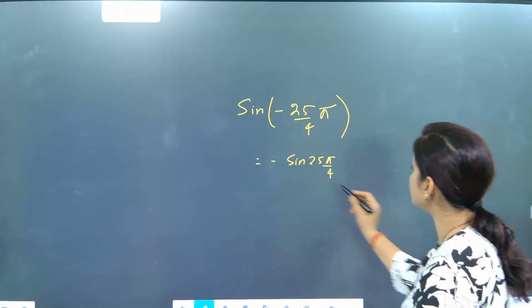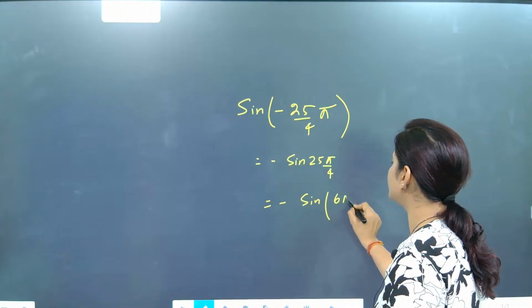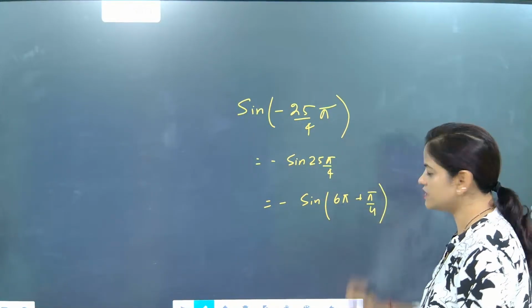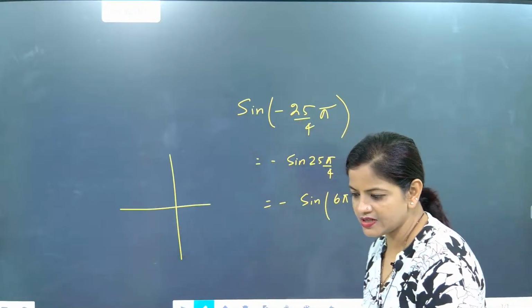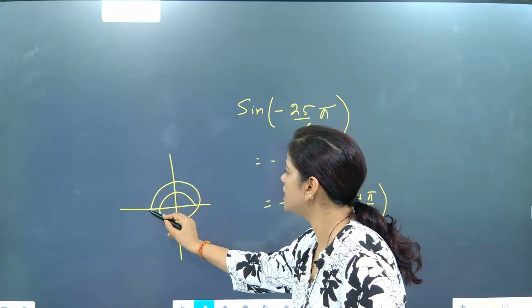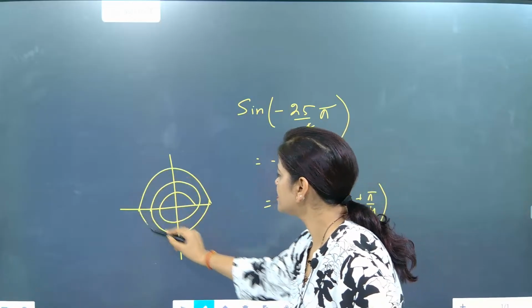So 4 6 are, teach this technique to everyone. So minus, it will become 4 6 are 24 plus pi by 4. So 4 6 are 24 plus 1. How many rotations we are doing? Just check this one out. 1 2 3, here 1 2 3 4 5 6 rotations.